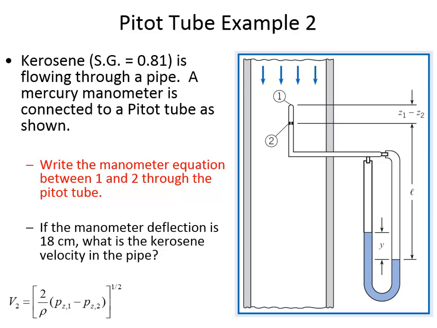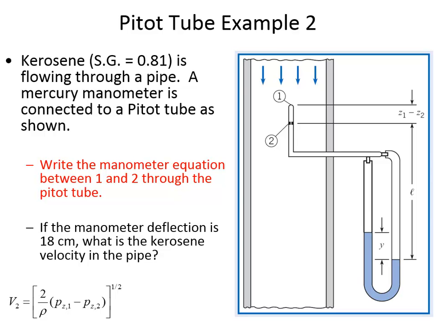Write the manometer equation between 1 and 2 through the pitot tube. Remember, the manometer equation is just the same thing as the hydrostatic equation. So you'll start off by saying P1, so you're starting at 1, and you're going through the tube. So let me draw the path for you. Let me trace the path, and then you write a hydrostatic equation. How do you get from P1? It's going to be plus this, minus that.